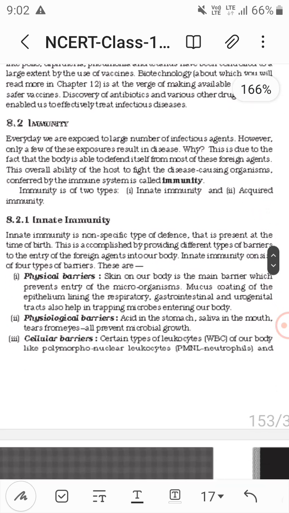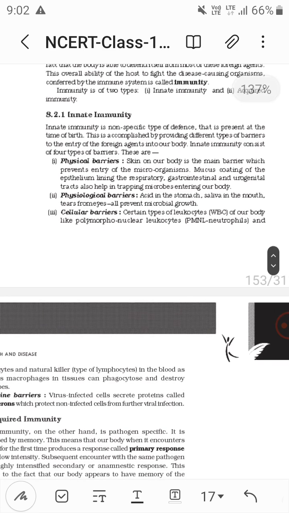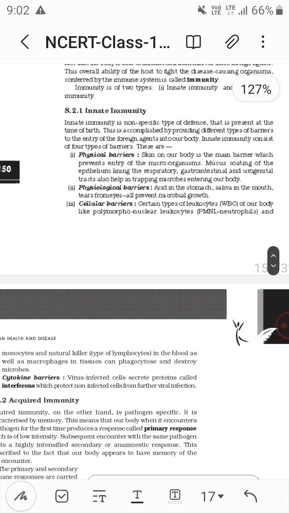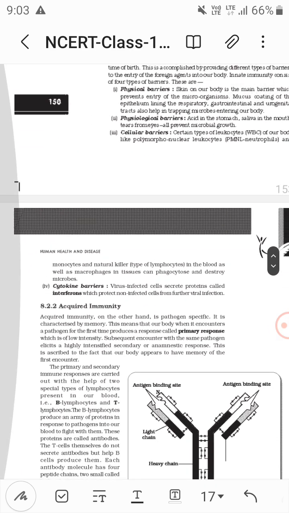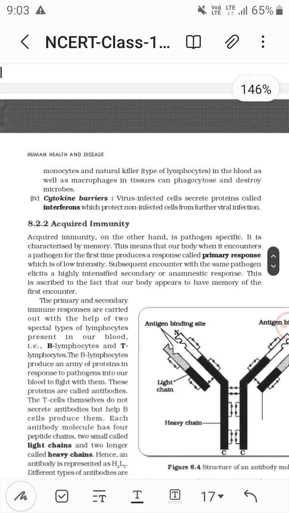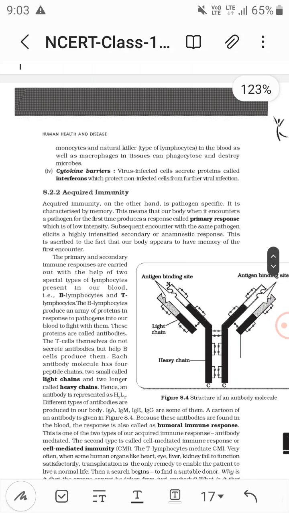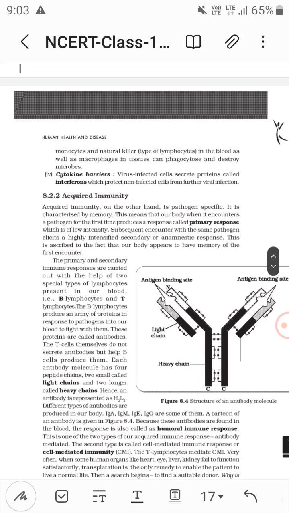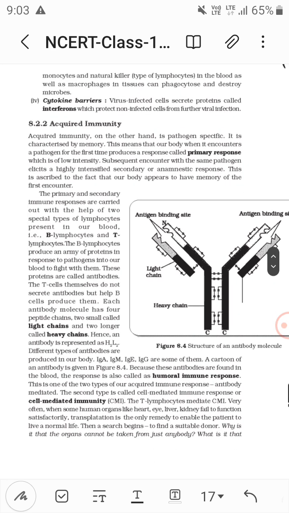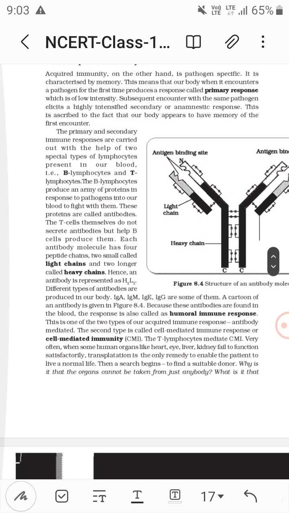Then immunity: two types of immunity, innate immunity and acquired immunity. In innate immunity there are four barriers: physical barrier, physiological barrier, cellular barrier, and cytokine barrier. In the cytokine barrier there are interferons. These are proteins secreted from virus-infected cells. And then acquired immunity has two types of responses: first the primary response, then the secondary response.